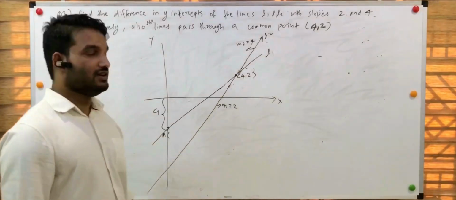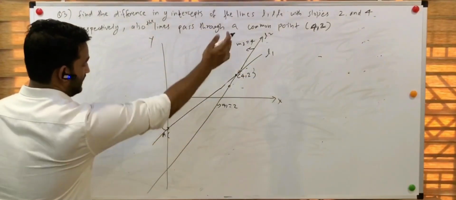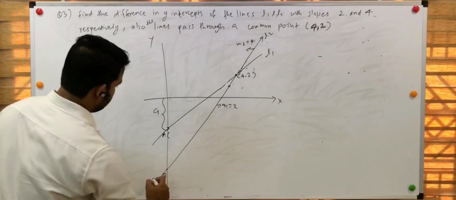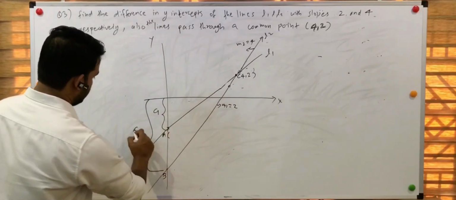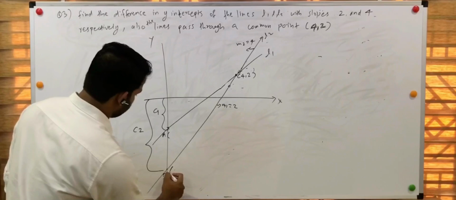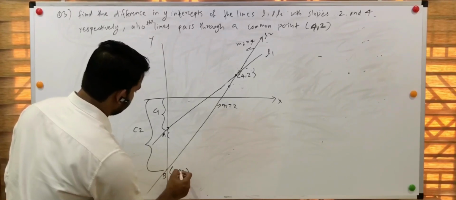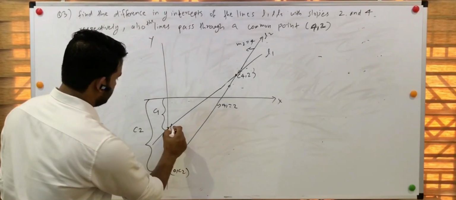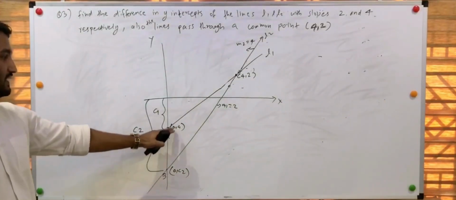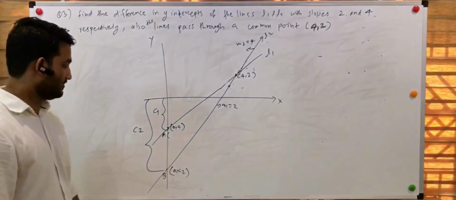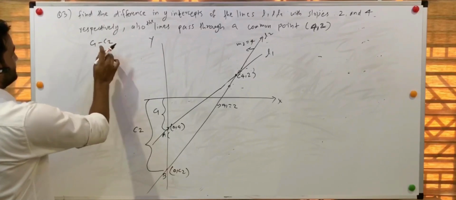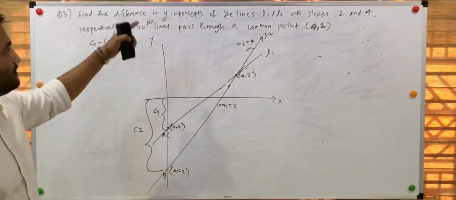Similarly for the line L2, if it meets here at B, the y-coordinate of B is c2, so the coordinates of this point would be (0, c2). Also this coordinate will be (0, c1). Since this point lies on the y-axis, the x-coordinate will be 0. Okay. Now we need to find the difference c1 minus c2 to get the final answer. The options are given.